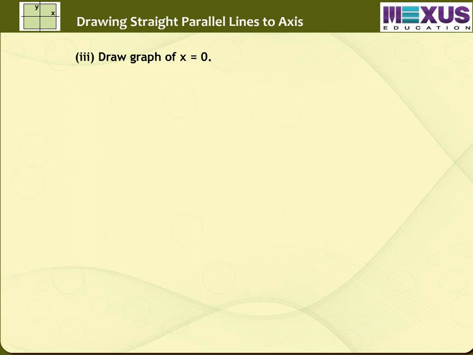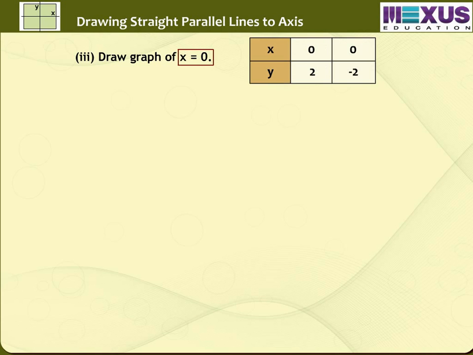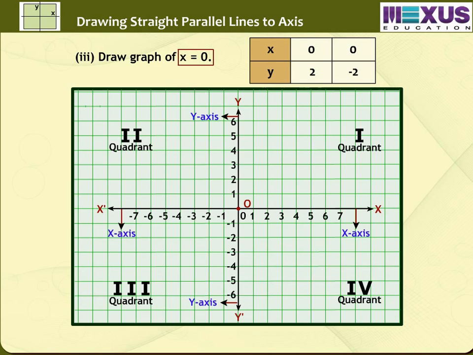3. The equation x is equal to 0 means whatever may be the y-coordinate, the x-coordinate is always 0. Thus, we have a table for different values of x and y. Plot these points as A (0, 2) and B (0, -2). Join the points A and B and extend this line to obtain the graph of x is equal to 0.